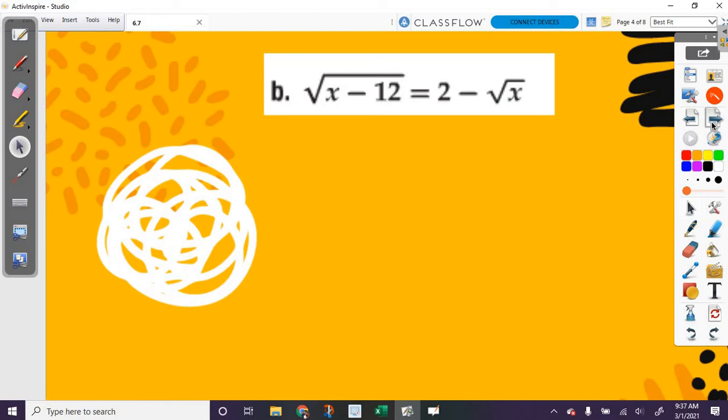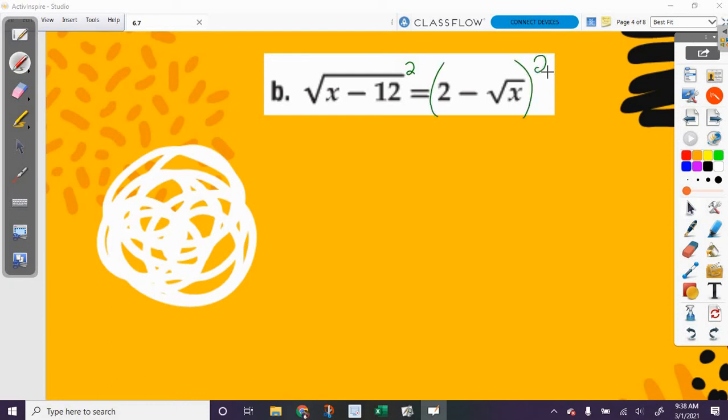Alright, next up we have the square root of x minus 12 equals 2 minus the square root of x. Now this one is a little bit different because notice that we have a square root on both sides. So that's going to make our steps a little bit different. So notice that my square root of x minus 12, our first step is to isolate the radical. Well, my square root of x minus 12 is already by itself. So we're going to go ahead and work from there. So again, I don't have an index, so that means that our index is an understood 2. So we're going to go ahead and square both sides.